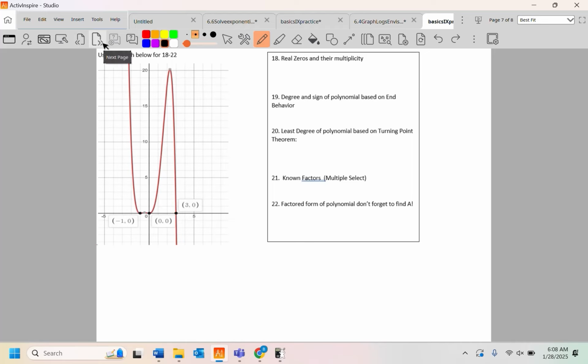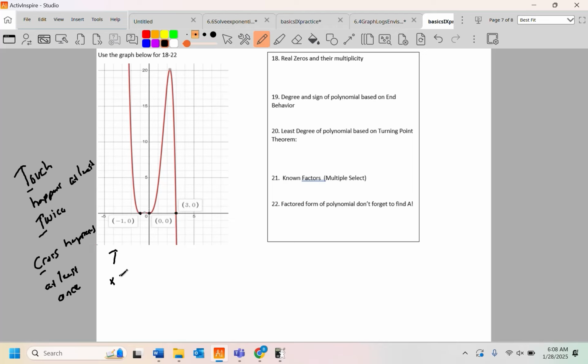Then there's this dude. This dude has really been messing with some of y'all. And it's not meant to. So some little notes here that we might need. A touch happens twice. They both start with the letter T here, okay? A cross happens at least once. So this is a touch. So x equals -1 has a multiplicity of at least 2.